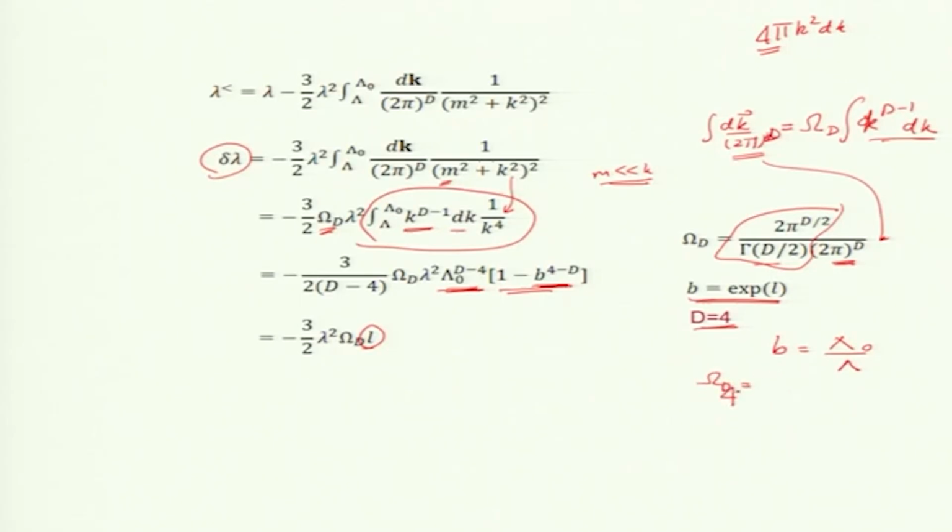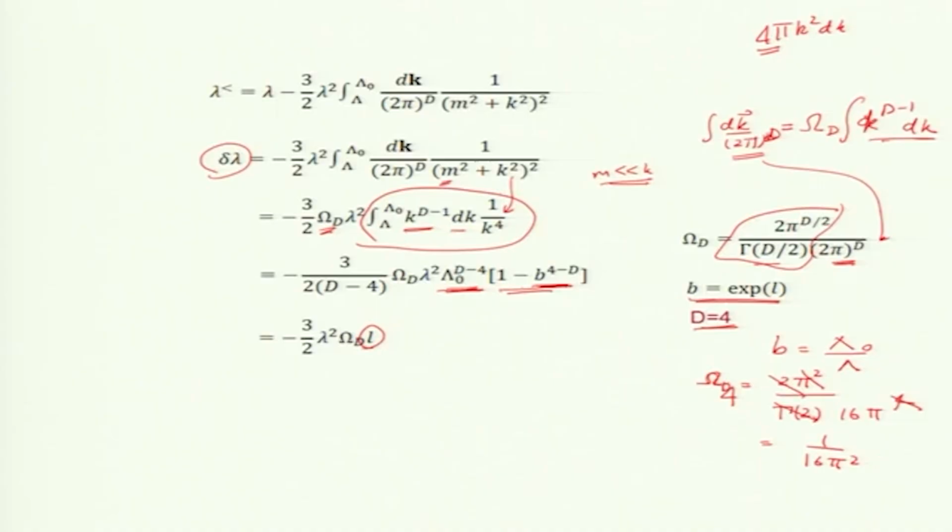Lambda 4. Sorry, no, this is omega 4. Okay, not lambda, omega 4. Omega 4 is 2 pi squared for d is 4 divided by gamma 2, and 2 pi to the power 4 is 16 pi 4, right. So, this pi 4 will cancel with that, gamma 2 is 2, okay. This gamma function 2 cancels. So, 1 by 16 pi squared. So, this is omega 4.